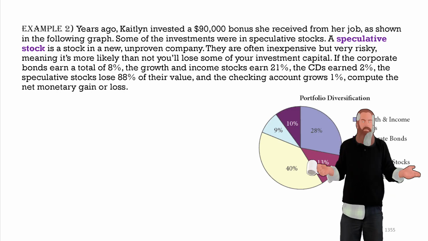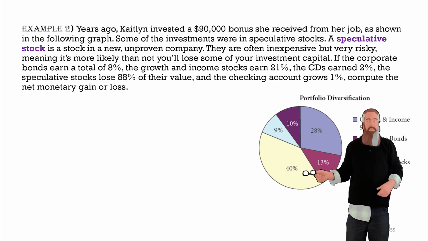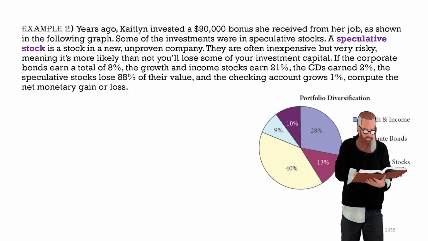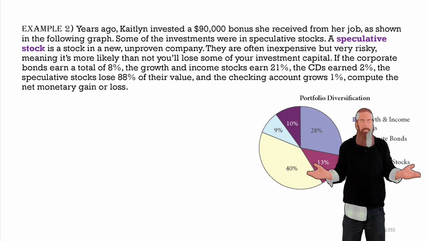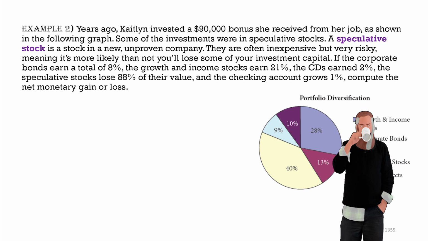Years ago, Kaitlyn invested a $90,000 bonus she received from her job, as shown in the following graph. Some of the investments were a speculative stock. A speculative stock is a stock in a new, unproven company. They are often inexpensive but very risky, meaning it's more likely than not that you'll lose some of your investment capital.